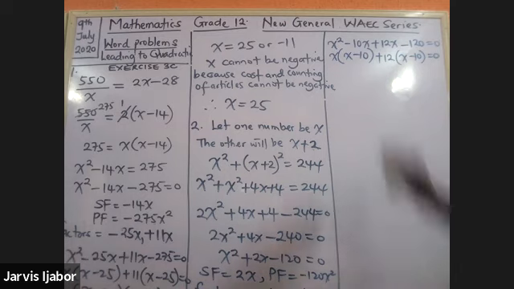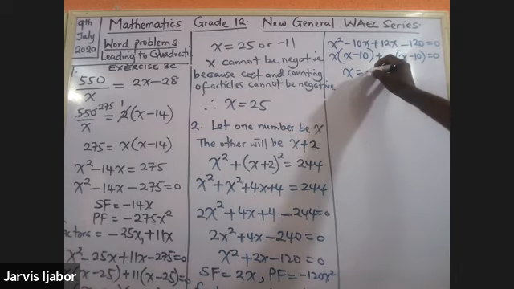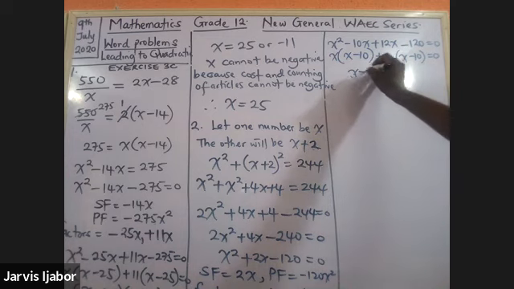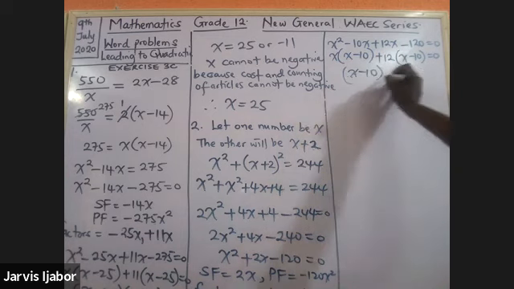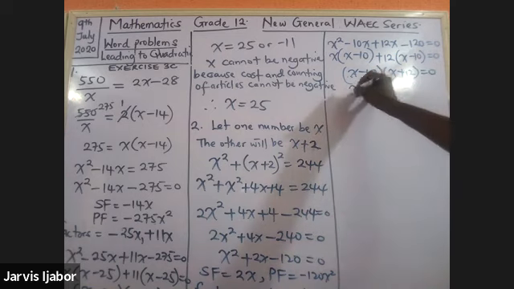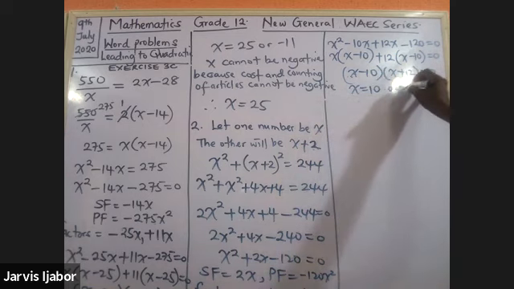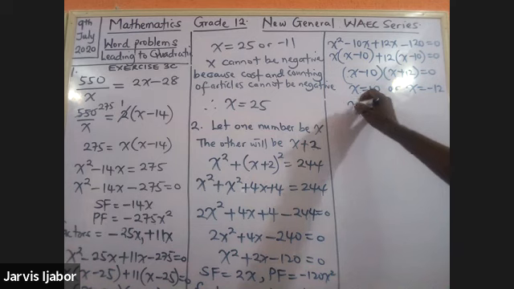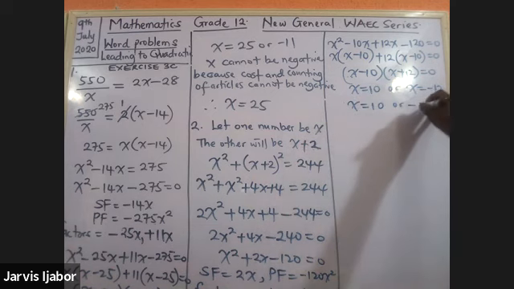So what do you have? Okay, sorry, let me not be too fast. x minus 10 into x plus 12 will be equal to 0. So it means x will be equal to 10 or x equal to minus 12. So what's the conclusion of this? It means that x is equal to 10 or minus 12.